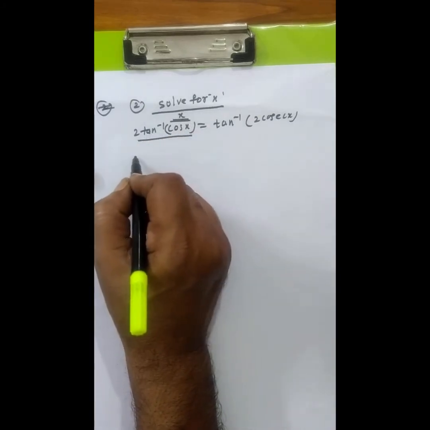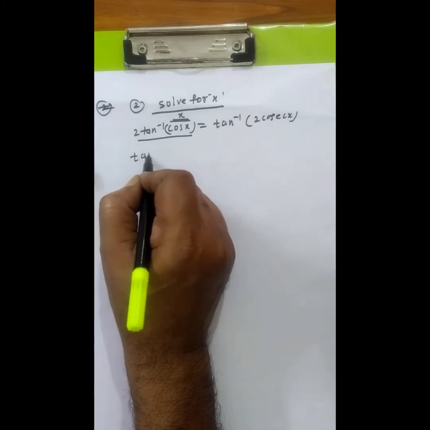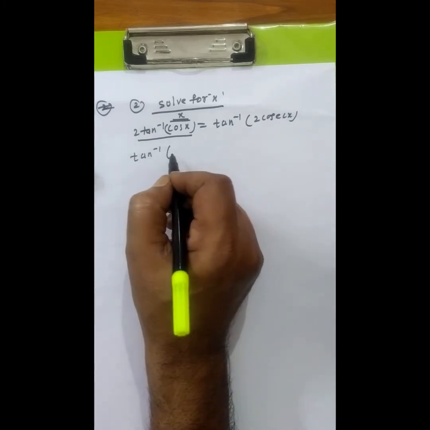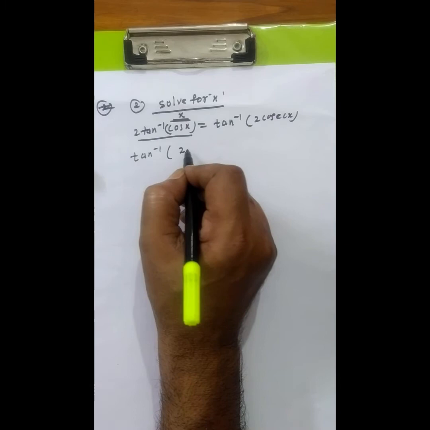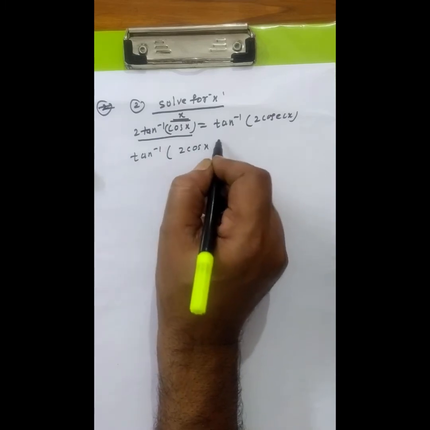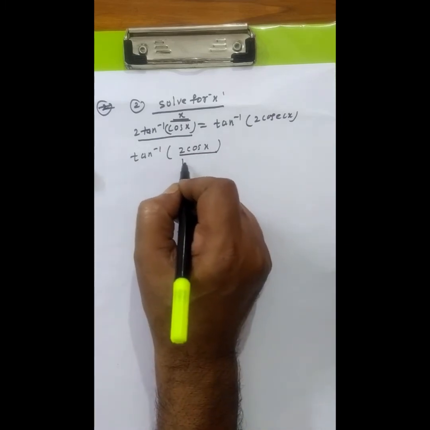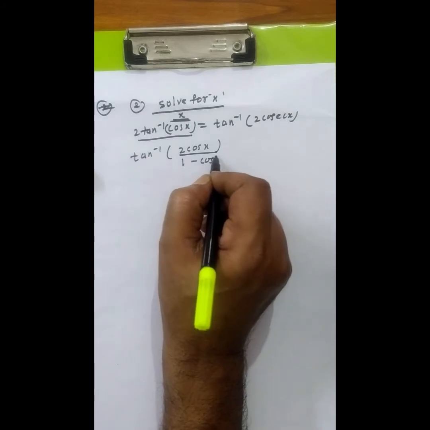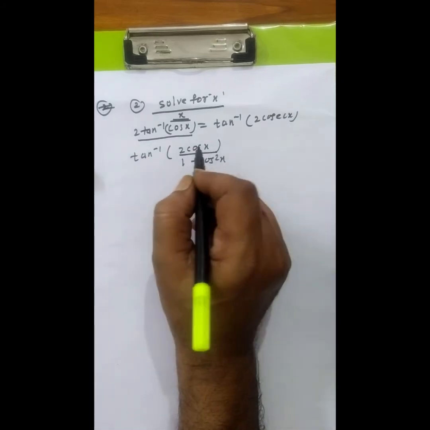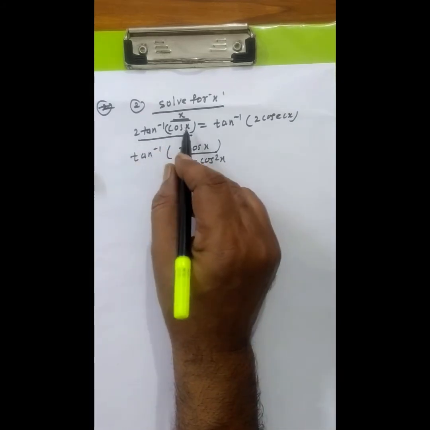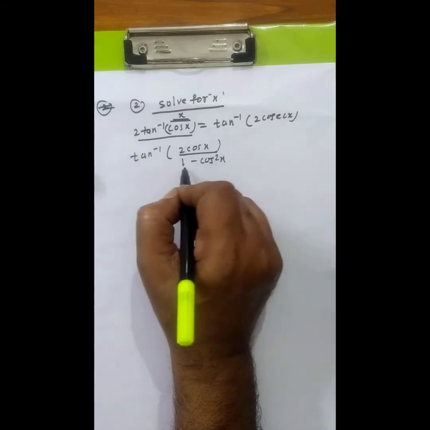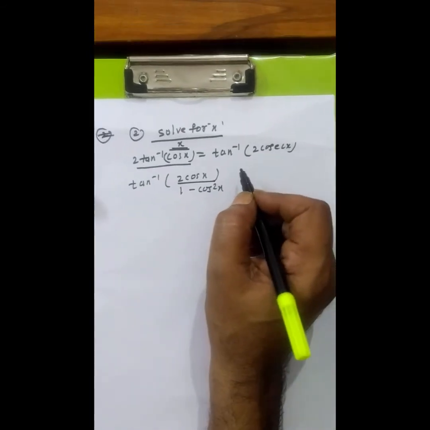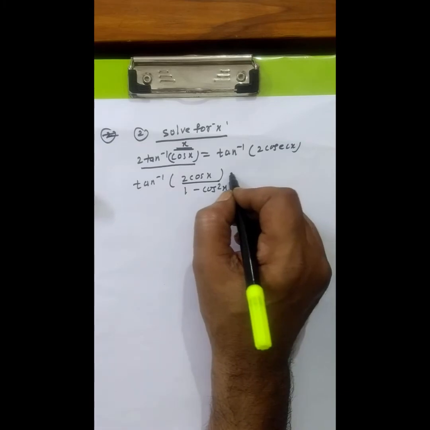Using the 2 tan inverse of x formula, we can write tan inverse of 2x upon 1 minus x square. So 2x is 2 times cos x divided by 1 minus x square, that is 1 minus cos square x. So 2 times tan inverse of cos x is tan inverse of 2 cos x upon 1 minus cos square x.